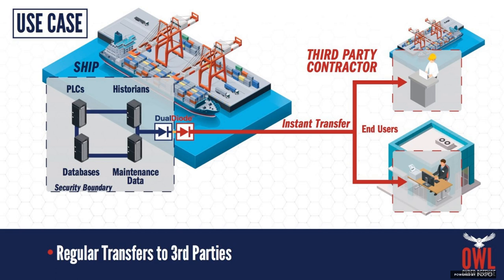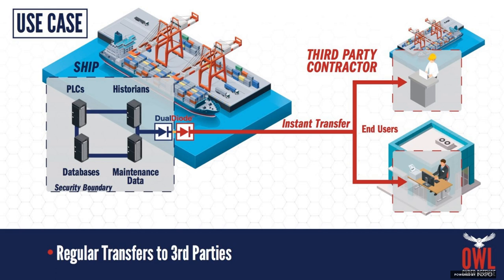Okay, so let's go look at some of these use cases. In this case, I'm in a shipping environment. I've got information on a cargo ship that needs to get sent out. Obviously I've got drive systems and PLCs controlling steerage and all those kinds of things on the ship. I'm collecting information in a historian. I've got maintenance data. Maybe I just have general databases, manifests or something of what my cargo is.